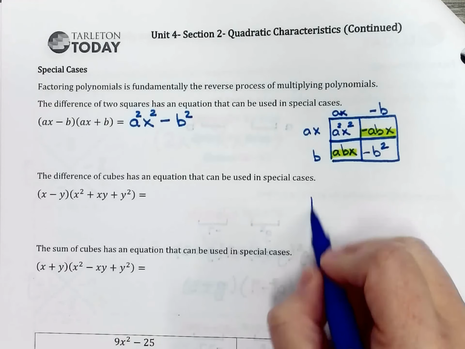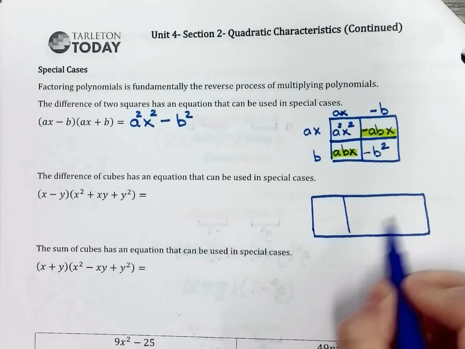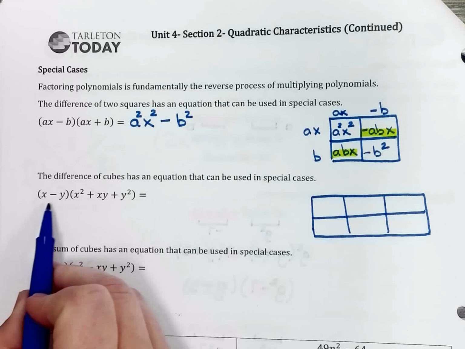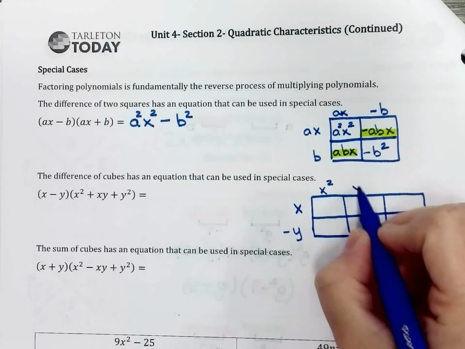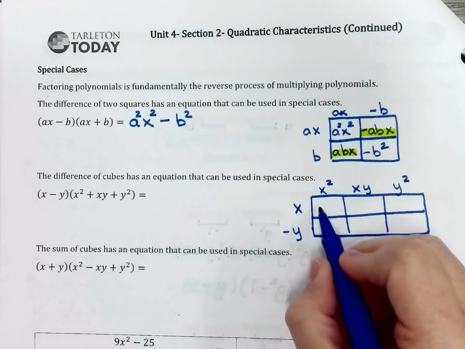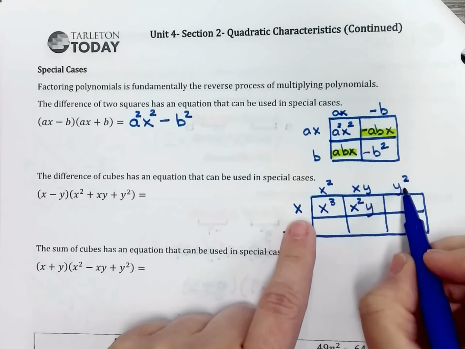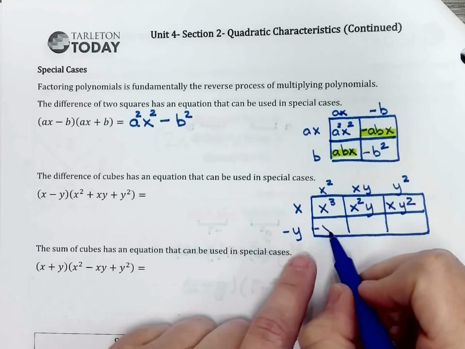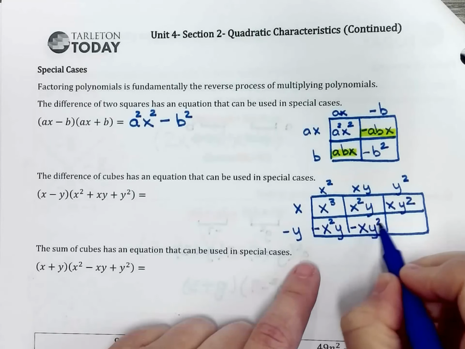Another one that I would like to do with the box here, or if you want to do FOIL, do FOIL. Now we have 3 terms, or a trinomial, multiplied by a binomial, 2 terms here. So x negative y here, x squared, xy, y squared. Okay, multiply, I get x cubed. Multiply, I get x squared y. Multiply, x y squared. Multiply again, negative x squared y. Multiply, negative x y squared.